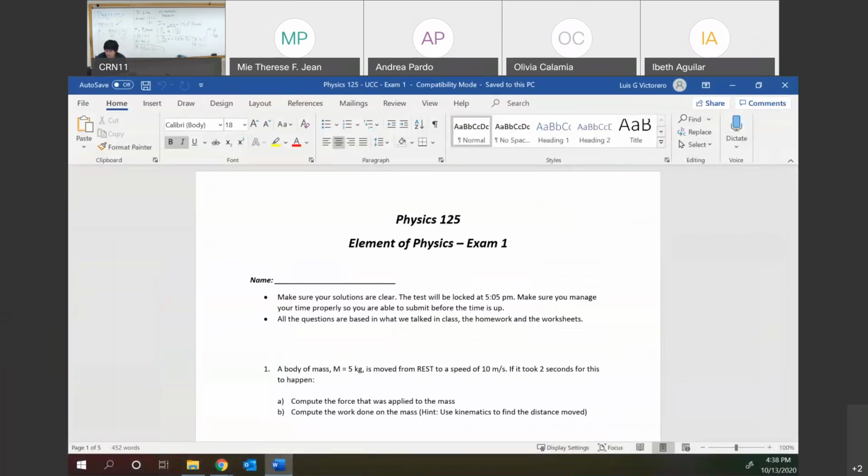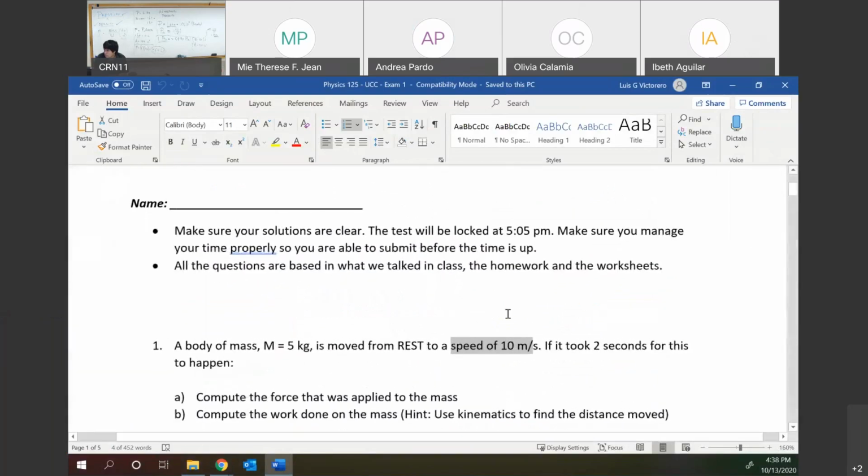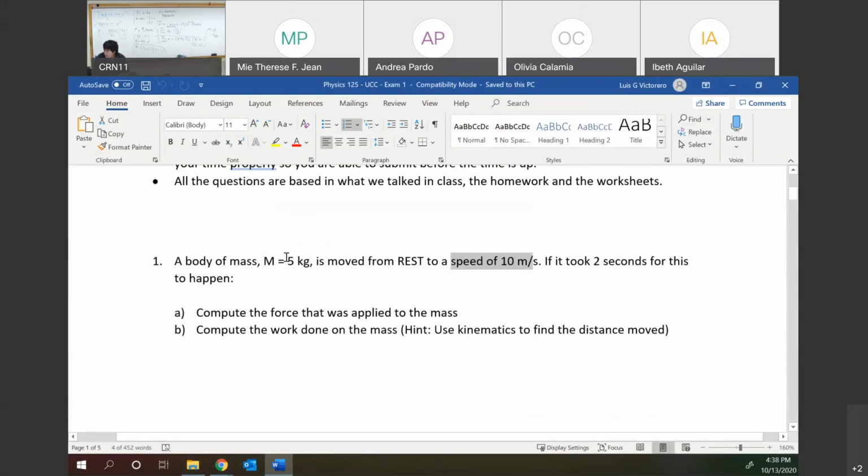About the exam. The only mistake that I noticed a lot, the main one, was this. A lot of you used this as acceleration. You have the mass, and then you said 5 times 10, 50. So, not really, right? The acceleration here was just 10 divided by 2, because it's the change of speed, 10 minus 0, divided by the time.